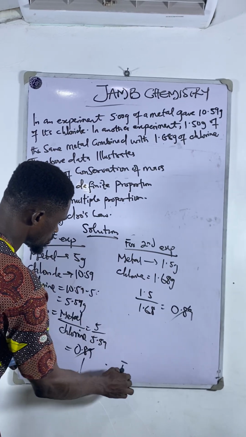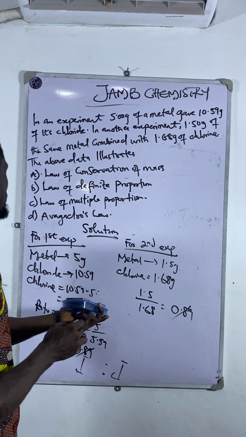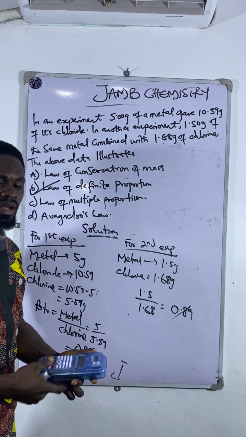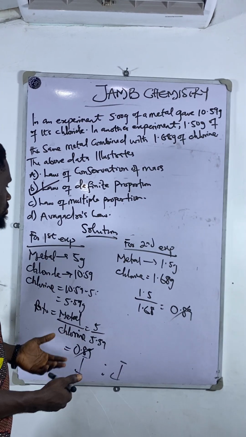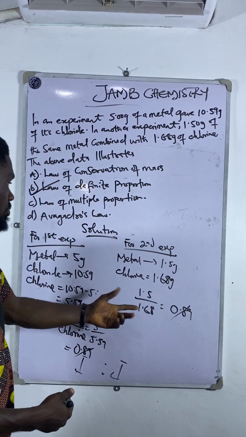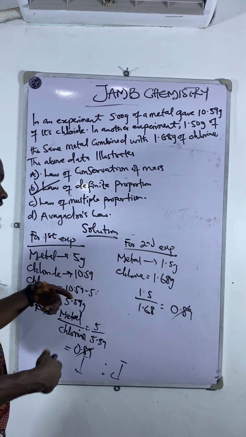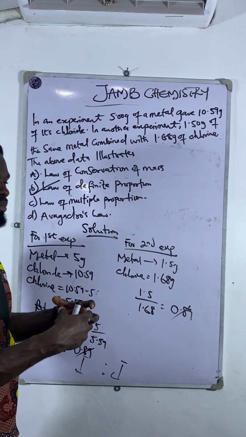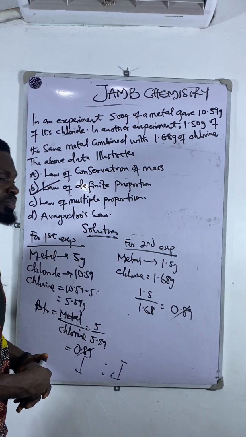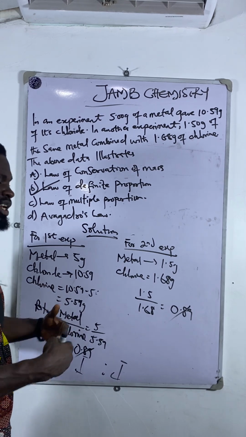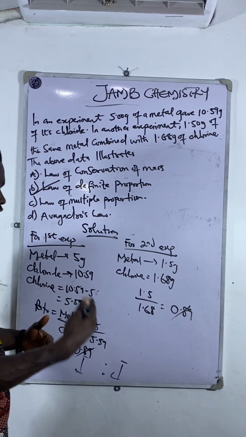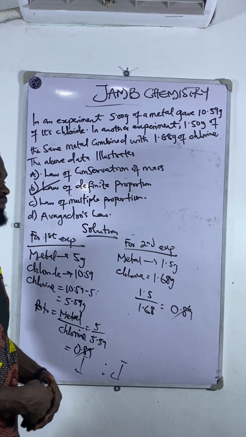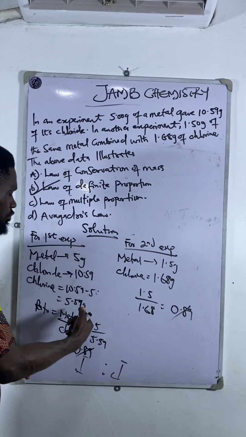Which means our answer is B, which is the law of definite proportion. It means that regardless of the amount of metal used, whether 1.5 or 5 grams, the metal is still going to combine with chlorine in the same proportion, in the same ratio by mass. Am I communicating? So even though this one is 5 grams and this one 1.5, it is going to combine in the same ratio by mass.